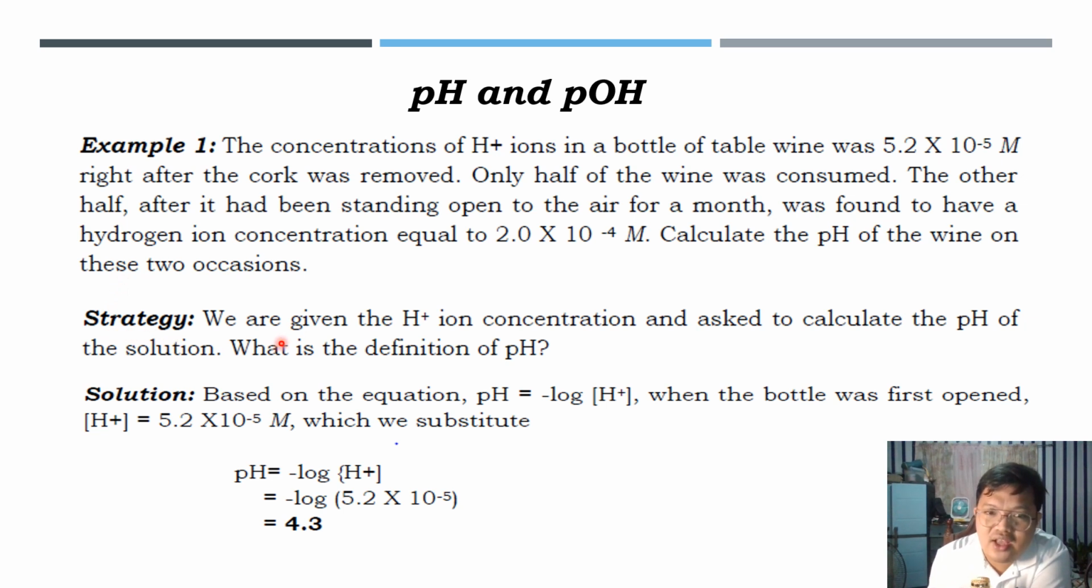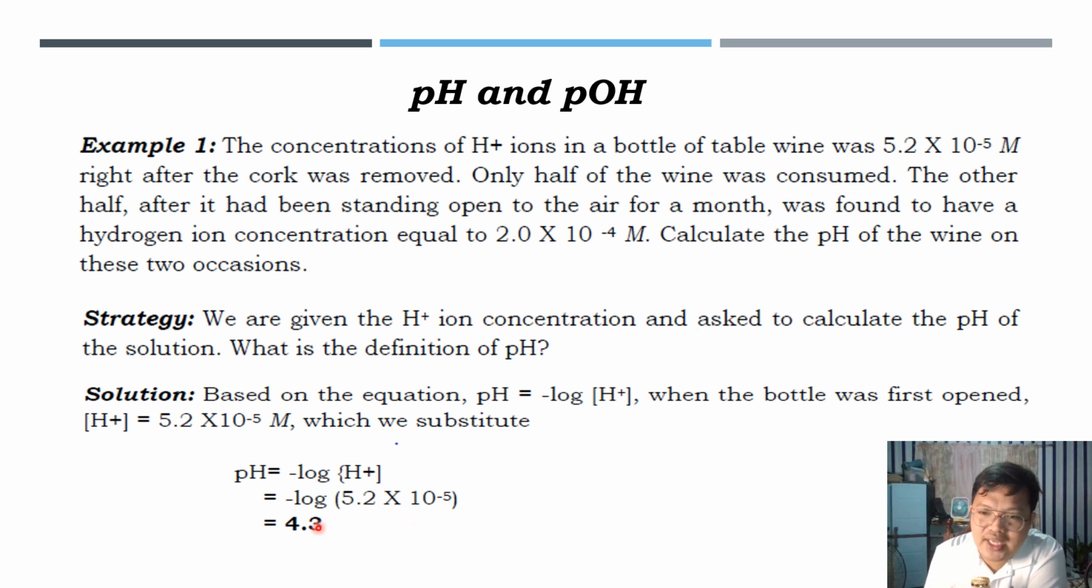The strategy. We are given the H plus ion concentration and asked to calculate the pH of the solution. What is the definition of pH? Based on the equation, pH is equal to negative log H plus. When the bottle was first opened, H plus is equal to 5.2 times 10 raised to negative 5 molar. And then we will use now the formula pH is equal to negative log H plus. So negative log of 5.2 times 10 raised to negative 5.